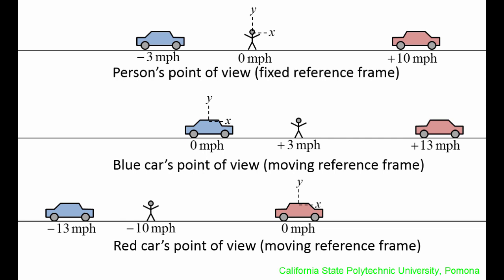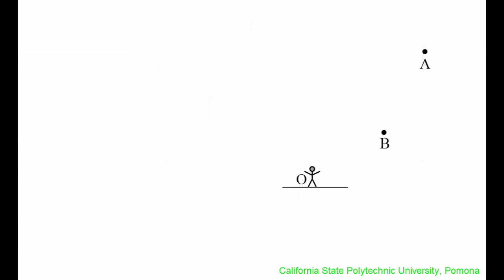From this simple example, it is clear that the velocity is relative to the observer and that we must specify the reference frame when discussing the motion of bodies. Now we're going to generalize the position, velocity, and acceleration of two bodies relative to one another in a two-dimensional plane. Let's say there's a fixed observer at point O who is watching two bodies, A and B, travel through space. We'll make point O the origin for this fixed reference frame.